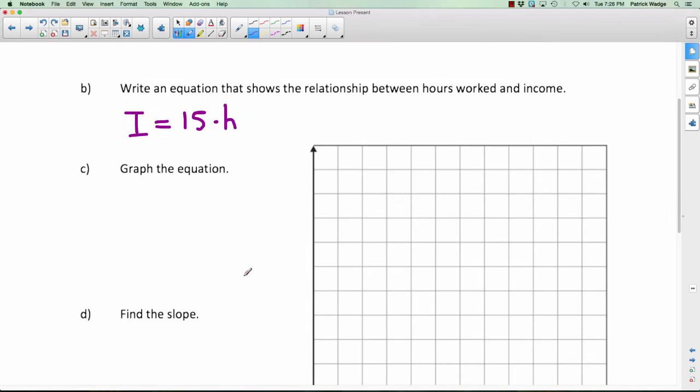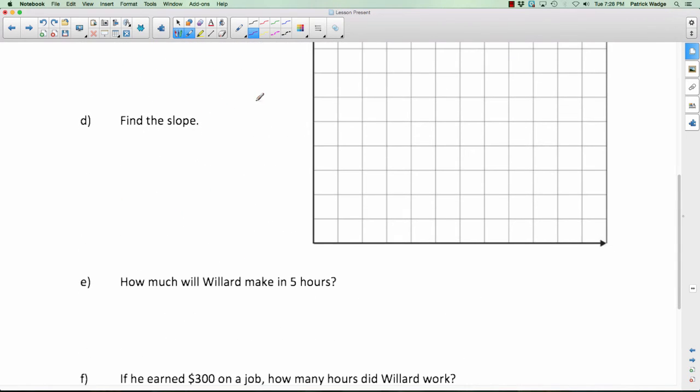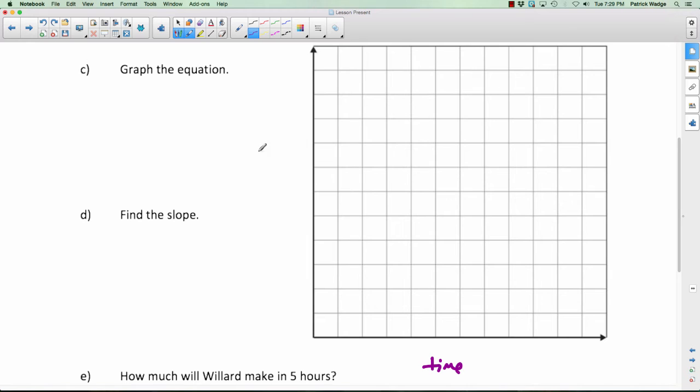Okay, now we're going to graph it. So remember, independent goes on the x-axis. So we're going to put time down here, and we're going to put earnings or income. How about income? Income here. For our time, we could go up by 1, we could go up by 2. What do you think? Let's go up by 1. 1, 2, 3, 4, 5, 6, 7, 8, 9, 10, 11, 12.